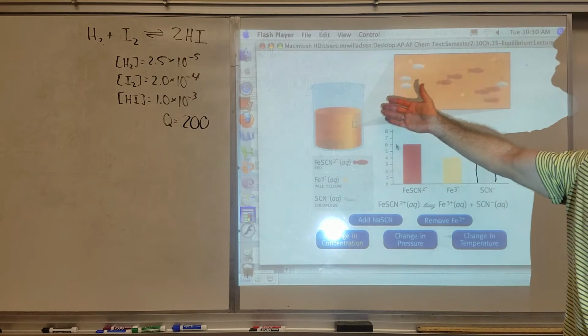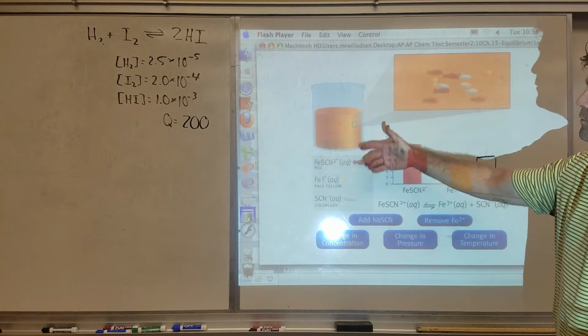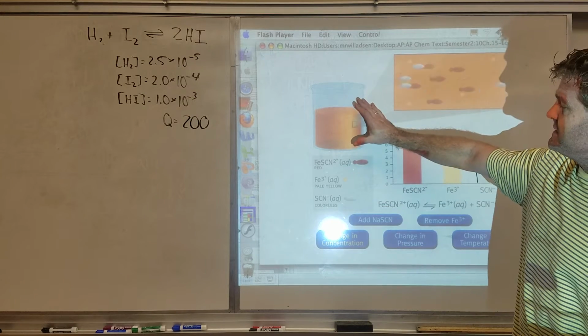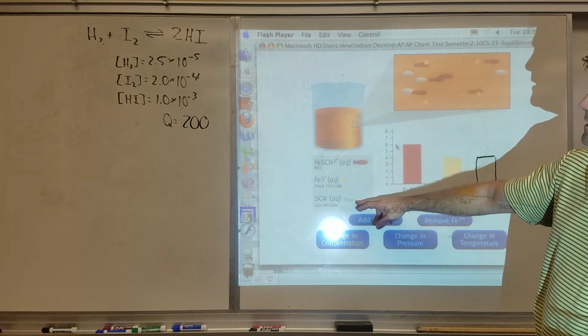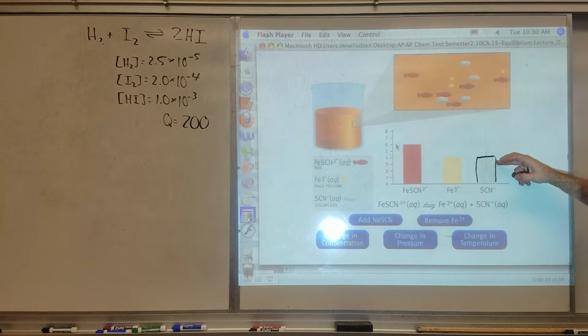And just so you guys can see what's going on, let's say we have a system at equilibrium. So we have three reaction species. And you can see it's kind of orange because it's got these red iron thiocyanate, the yellow iron ions, and then the clear thiocyanate. That's clear. That's showing you about how much it is.